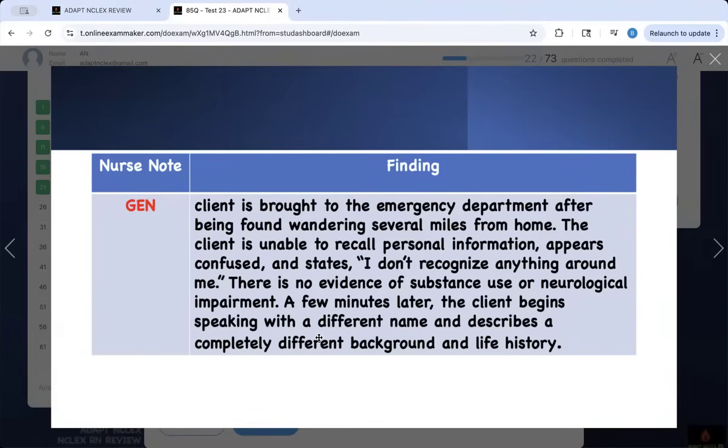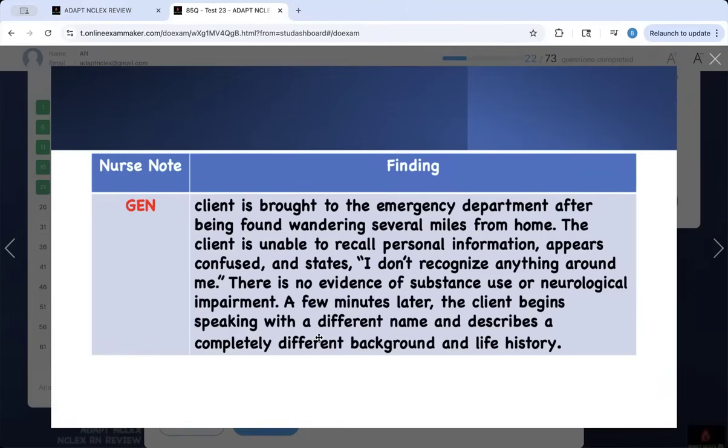lifestyle. Once again, the client is brought into the emergency department after being found wandering several miles from home. The client is unable to recall personal information, appears confused, and states, "I don't recognize anything around me."